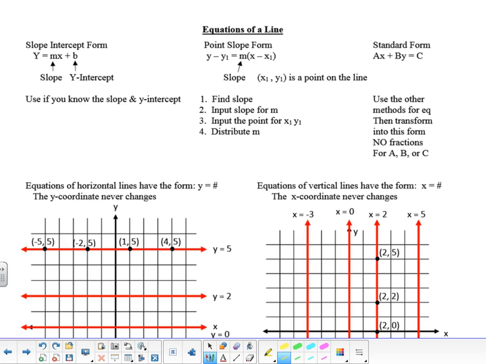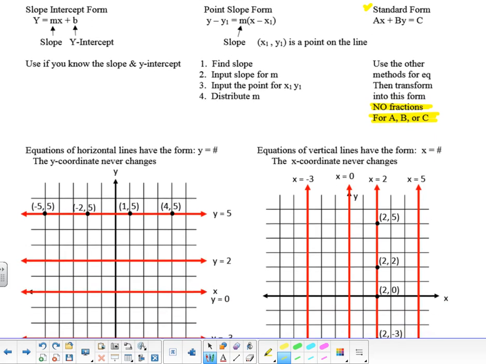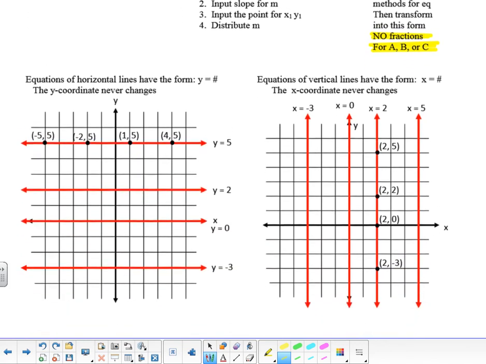And then standard form is ax plus by equals c. Key here with standard form, there's no fractions for a, b, and c. And standard form is one we would use one of those other two forms, and then we would convert it into standard form. All right, but we don't want any fractions in that case.